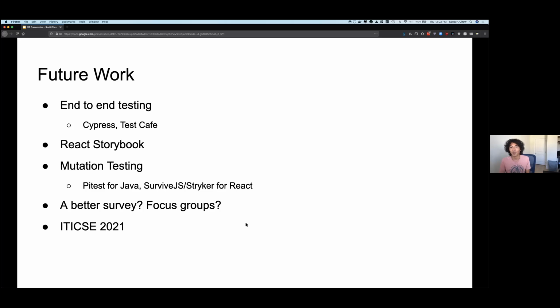Obviously, different survey questions that were more geared towards specific things like quality of testing and student engagement with testing would be great to follow up. I put focus groups here. We actually did run a focus group with the students of Computer Science 156, this iteration of it. But we did not have time.